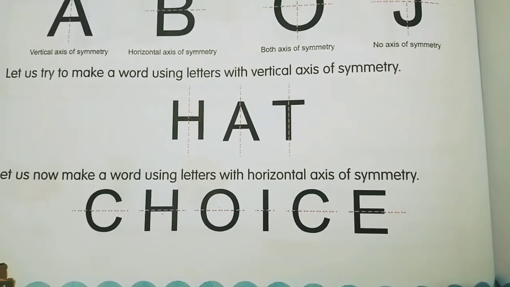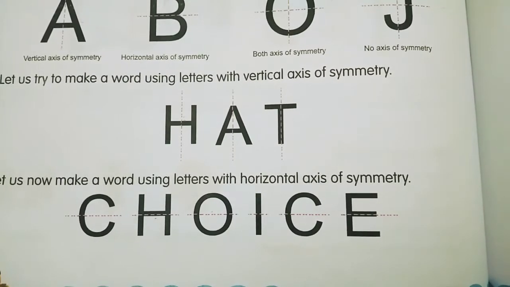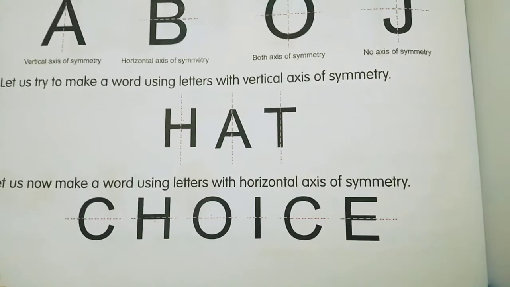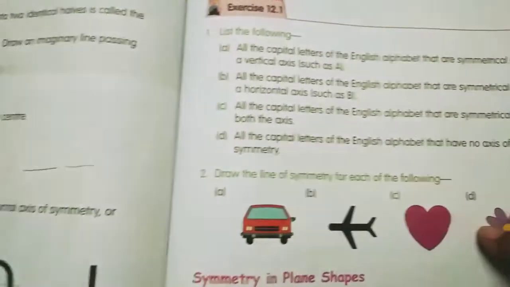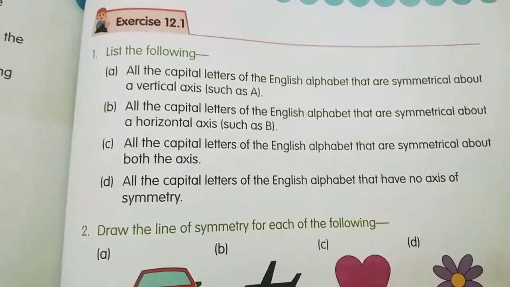So in nature and in your daily life, you can see many examples of horizontal line of symmetry and vertical line of symmetry. And some objects will have both lines of symmetry, vertical and horizontal. And some figures do not have any lines of symmetry. Okay, understood. So these are called symmetrical lines.